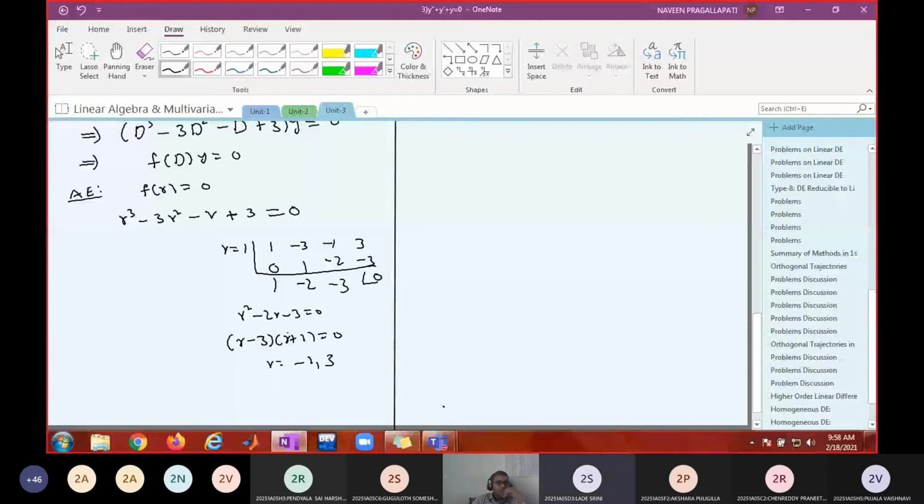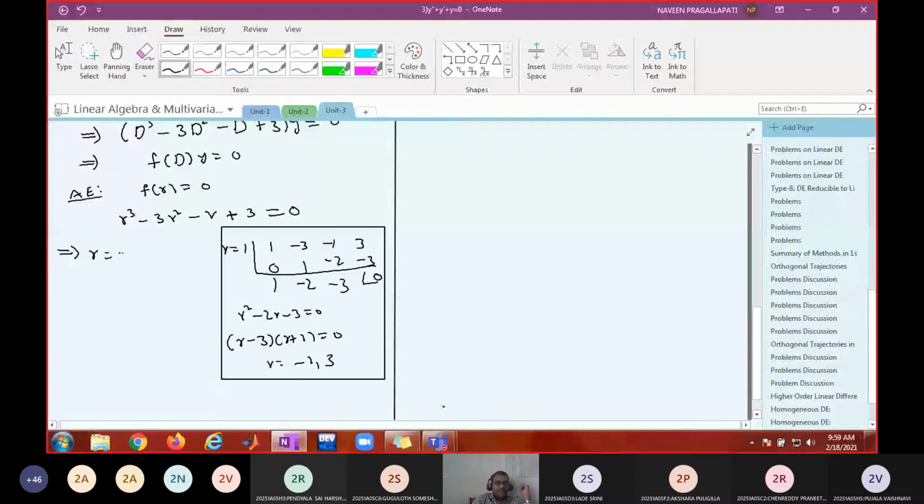Yes, sir. Okay, so therefore, what are the roots? So roots are minus 1, 1 and 3. So therefore roots are r equal to minus 1, 1 and 3.